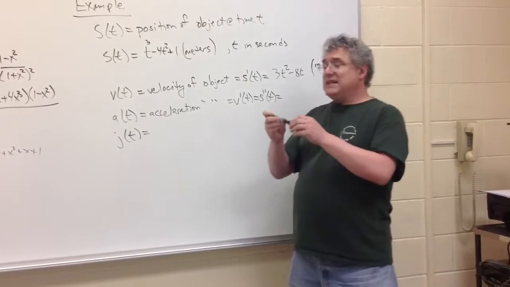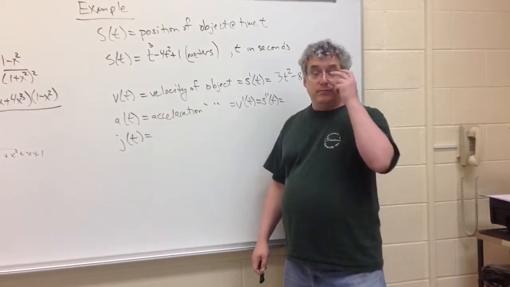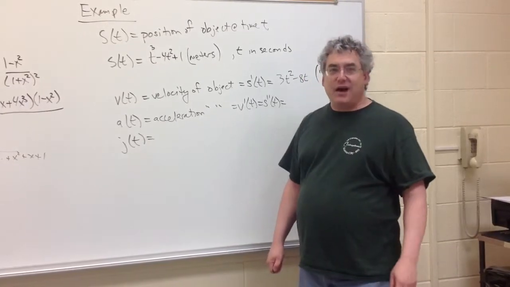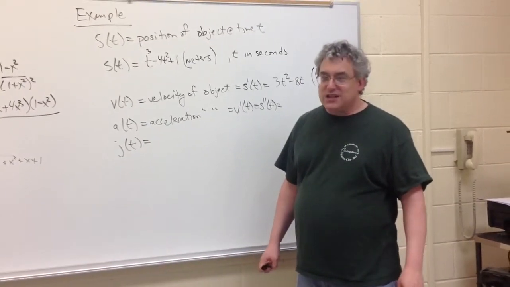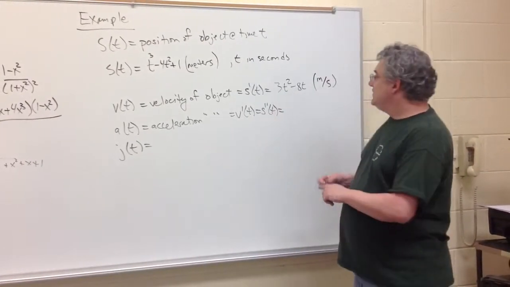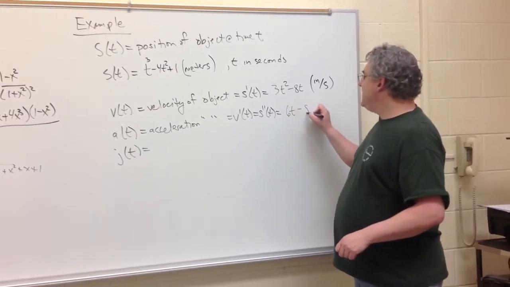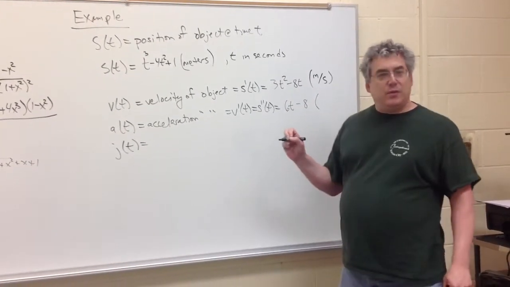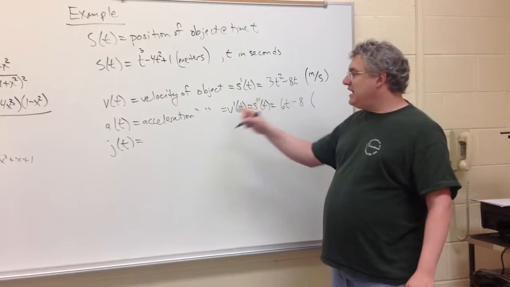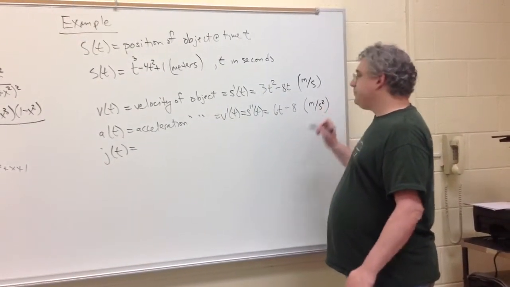What about its derivative? Its derivative is acceleration. Because of cars, we all kind of know what acceleration is. It's the change in velocity. It's the second derivative of position. So we're taking the derivative one more time. 6t minus 8. And maybe you know about the units of acceleration, but they're going to be that per second. So it's going to be meters per second squared.